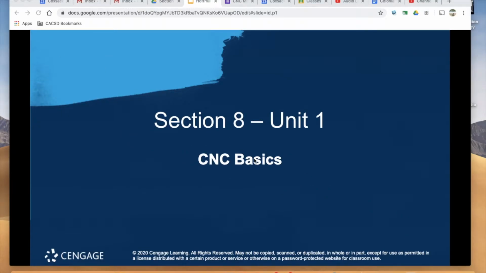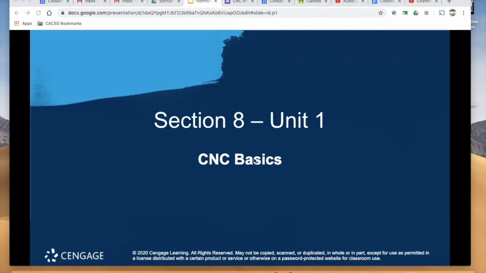Okay, guys, we're back here on the Cengage curriculum for the CNC mill operator exam. Where we left off, a few days ago we did a precision measurement review on how to use calipers and micrometers to take precision measurements. What we're going to be moving into is some of the basics of how a CNC machine moves and operates.